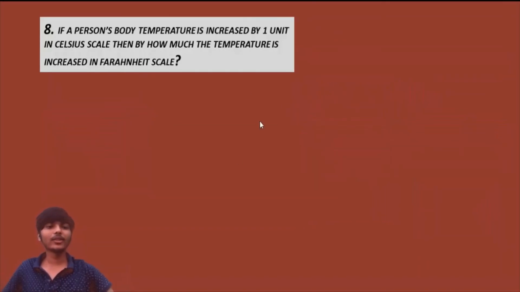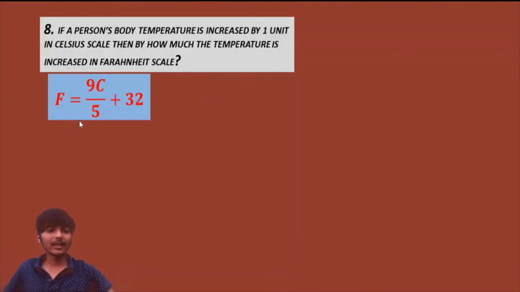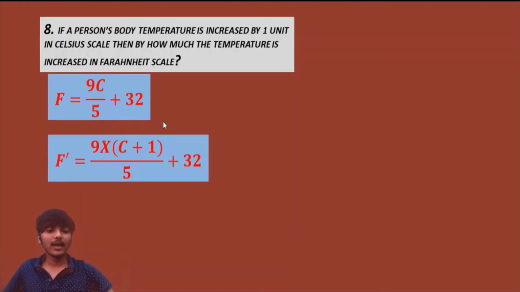Okay, let's move on to the 8th question. If a person's body temperature is increased by 1 unit in Celsius scale, then by how much is the temperature increased in Fahrenheit scale? We know the relation between F and C: F is equal to 9C by 5 plus 32. From this, we substitute C with C plus 1, because the Celsius scale unit is increased by 1. So the new reading is F dash.